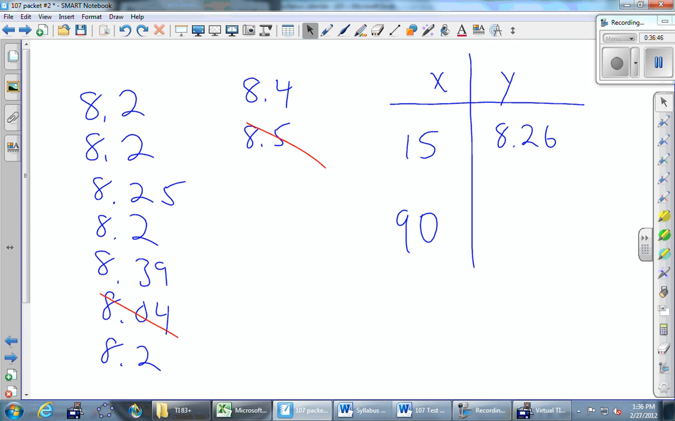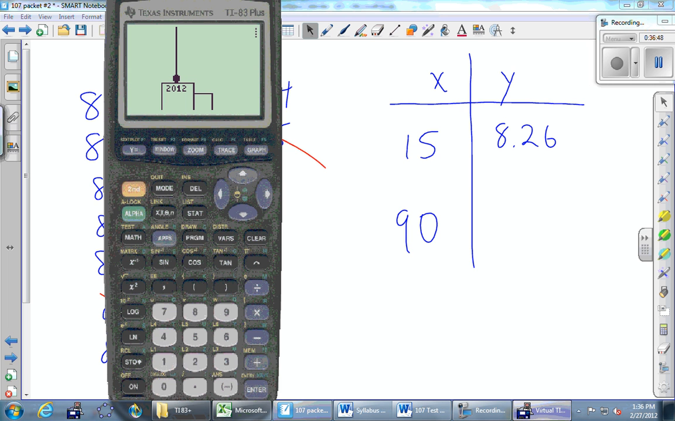So let's talk a little bit more about this program. And by the way, is that not really cool that the ball drops? And what else happened when the ball hit the bottom? 2012. Come on, that's pretty sweet.